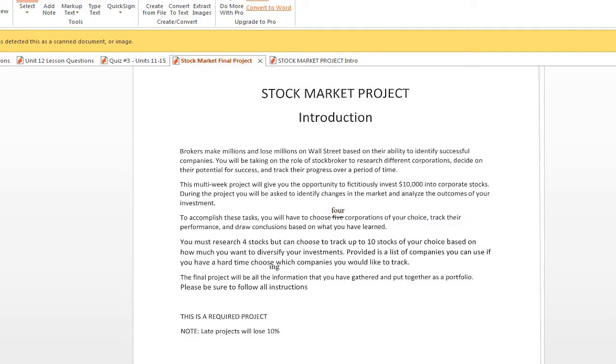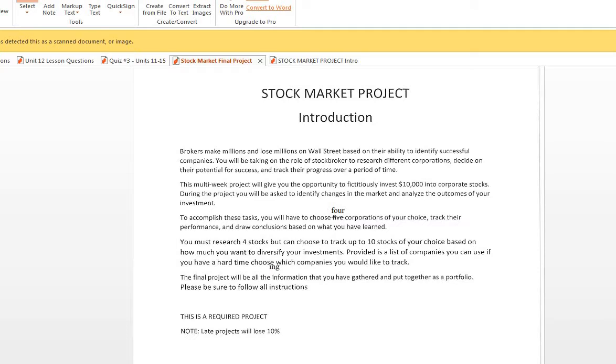So in order to be able to accomplish all of that, you need to choose 4 corporations of your choice to track their performance, and you're going to draw conclusions based on what they have done, what you have learned, what did well, what did poorly, and why. You're looking at the reasoning behind it all.